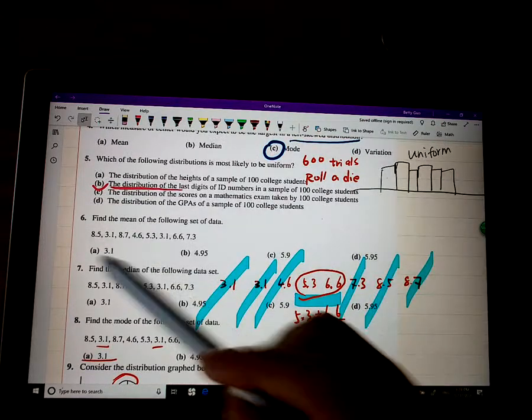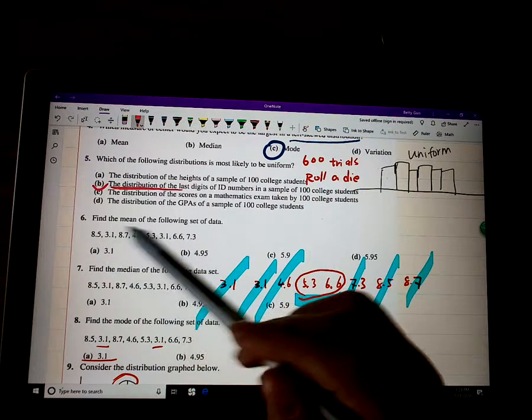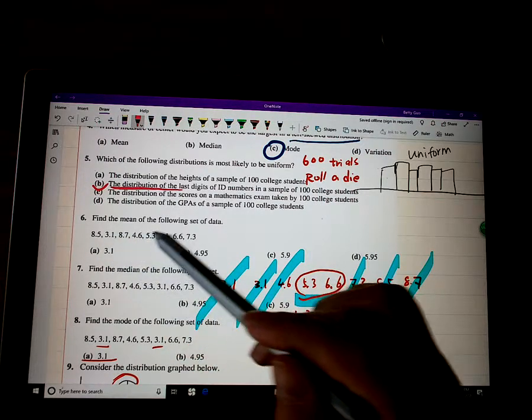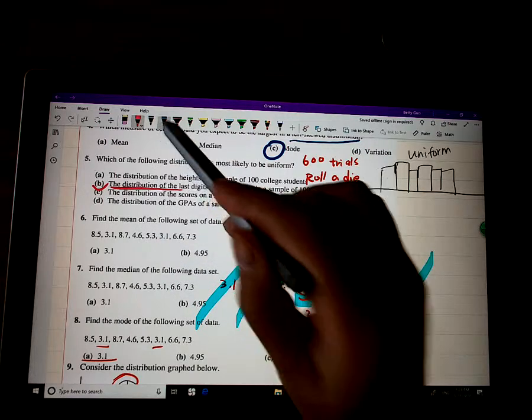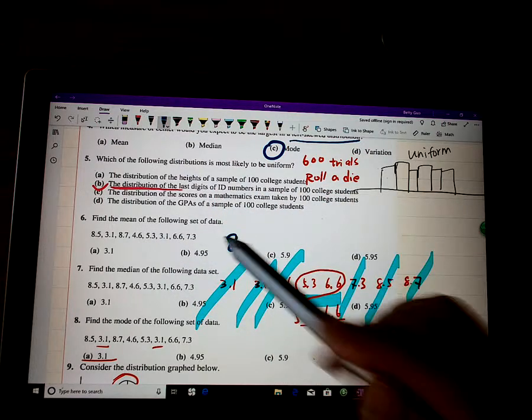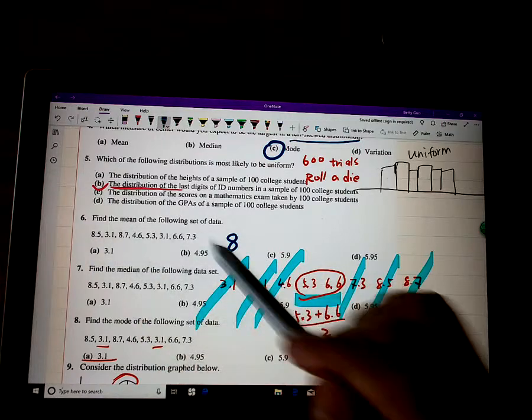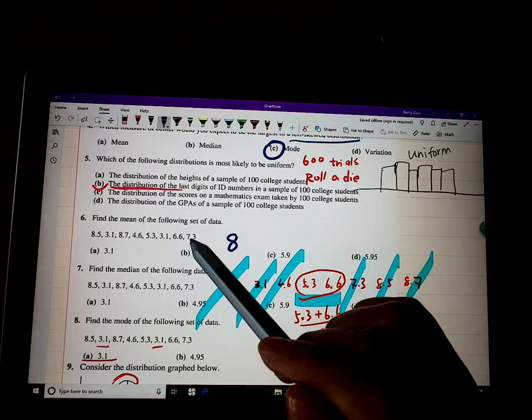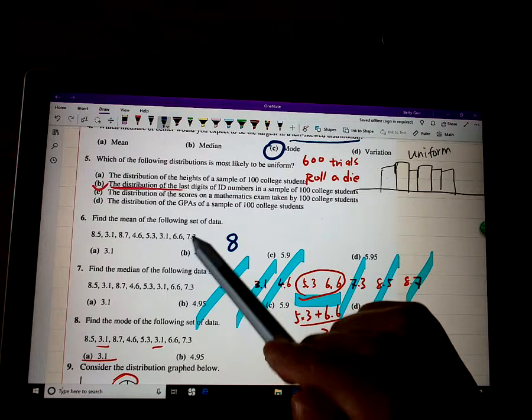Number 6, find the mean of the following set of data. How do you find the mean? You add them up and you divide it by how many values are in it? 1, 2, 3, 4, 5, 6, 7, 8. Divide by 8. Do you think you can do that on your own? You add them up and you divide by 8. Or you can use the calculator. I showed you how to find the mean by using the calculator earlier, right?